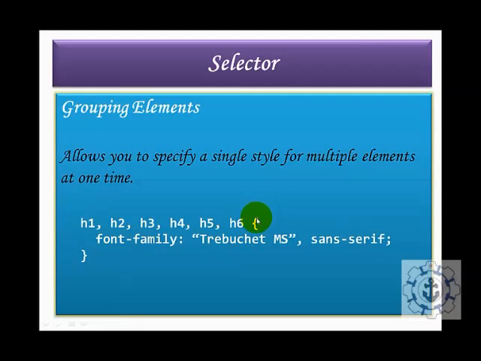I'm going to start the syntax by using curly braces, then comes your property, the font family. I'm going to give the value. Okay, it's the first option, and then the second option, and I'm going to close it. So it is called a grouping element. Grouping elements allows you to specify a single style for multiple selectors or multiple elements.